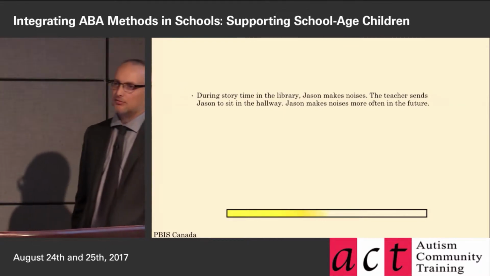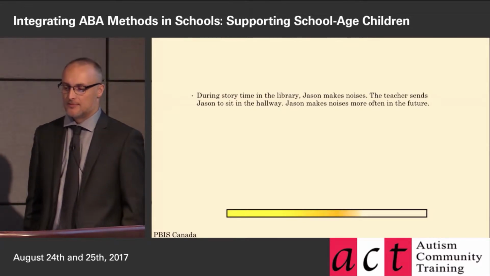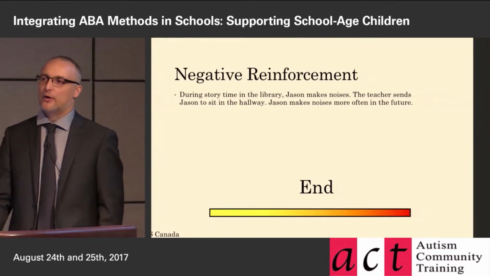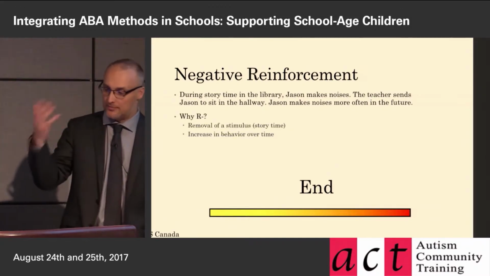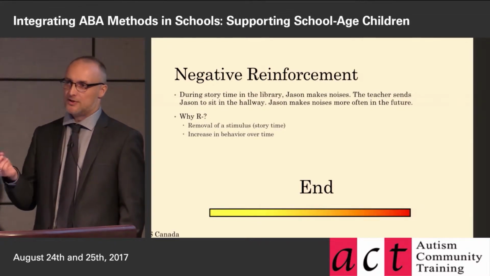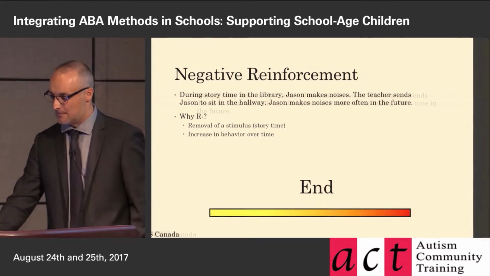So you have to be asking yourself, was there an add or a takeaway? Did behavior go up or down? Well, it's given to you. Jason makes noises more often in the future. Behavior is going up, so you've got a reinforcement effect. Is it positive or negative? Is there an add or a takeaway? You've got negative reinforcement, right? Behavior is going up, so you have an increase over time. That's a reinforcement effect. And there's a removal of story time. Story time was there, and then there's no more story time. That's a takeaway. So that's negative reinforcement.